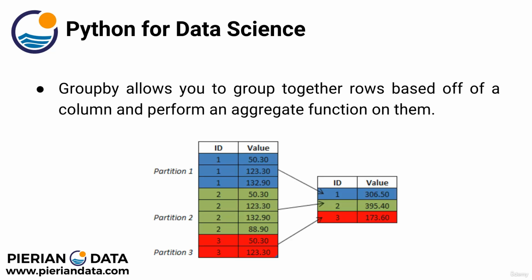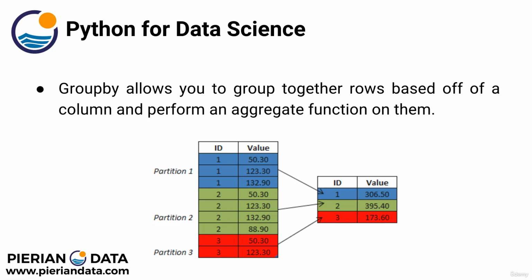To put it simply, Group By allows you to group together rows based off of a column, and then perform some sort of aggregate function on them. For instance, in this example, we have three partitions of IDs, 1, 2, and 3, and then we have several values for them. We can group by the ID column and aggregate them using some sort of aggregate function.